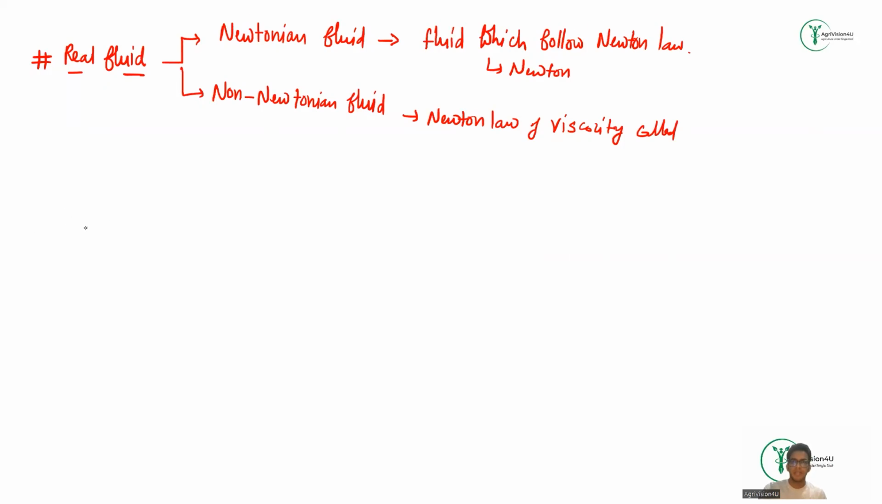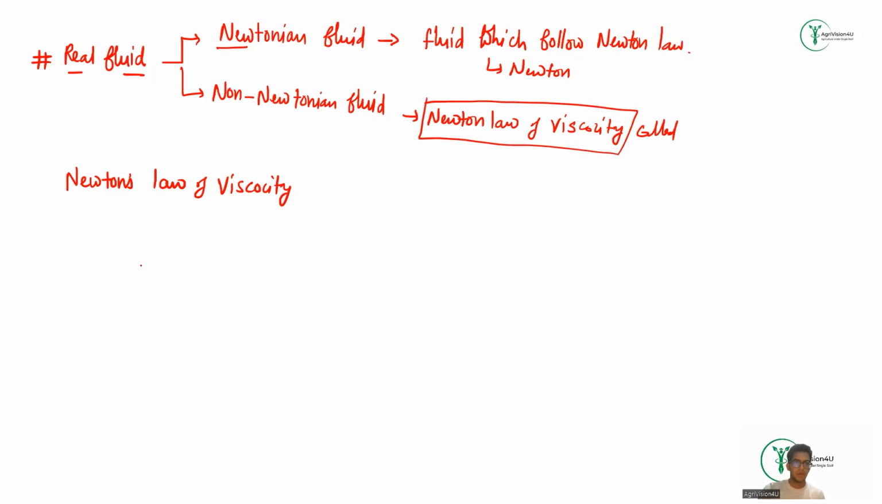So, what is Newton's law of viscosity? I hope you know Newton's law of viscosity. So we know that real fluid are of two types: Newtonian fluid, non-Newtonian fluid. Newtonian fluids follow the Newton law of viscosity, and non-Newtonian fluid do not. But we should know what is the Newton law of viscosity. So Newton law of viscosity says that the shear stress in the fluid is directly proportional to velocity gradient.